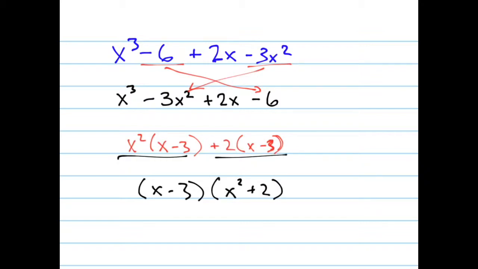Fantastic. That's all we got to do, except to check that it's factored completely, and we'll get into this a little more tomorrow. You got to make sure that when you're done factoring, there are no pieces that can be factored further. You can't factor x minus 3 any further, and you can't factor x squared plus 2 any further. We'll get into that a little bit more tomorrow. All right.